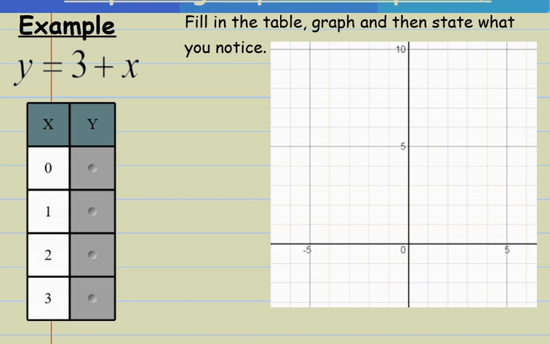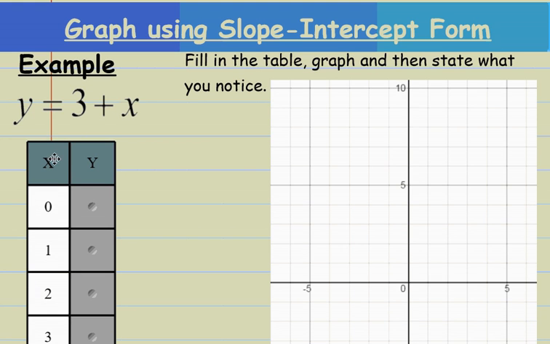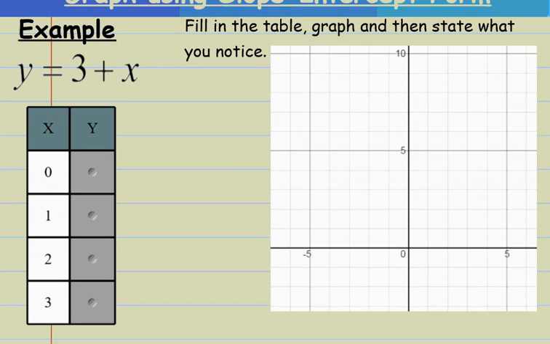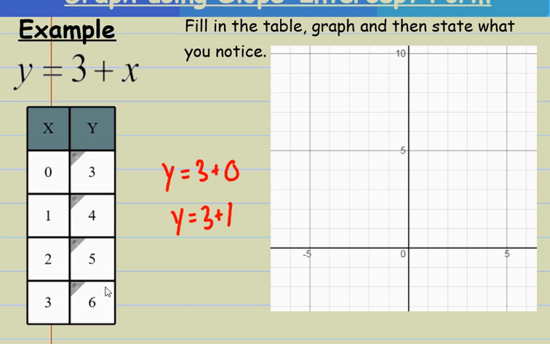Again, if I graph by making a whole table, I'd probably start with the x values of 0, 1, 2, and 3, and I'd fill them in. If I put 0 in for x, I would have y equals 3 plus 0, and 3 plus 0 is obviously 3. If I then put 1 in for x, I would have y equals 3 plus 1, which is obviously 4. Then if I put 2 in, I get 5. If I put 3 in, I get 6. I then plot these points: (0, 3), (1, 4), (2, 5), (3, 6). I'd have my line, and I would graph it in.